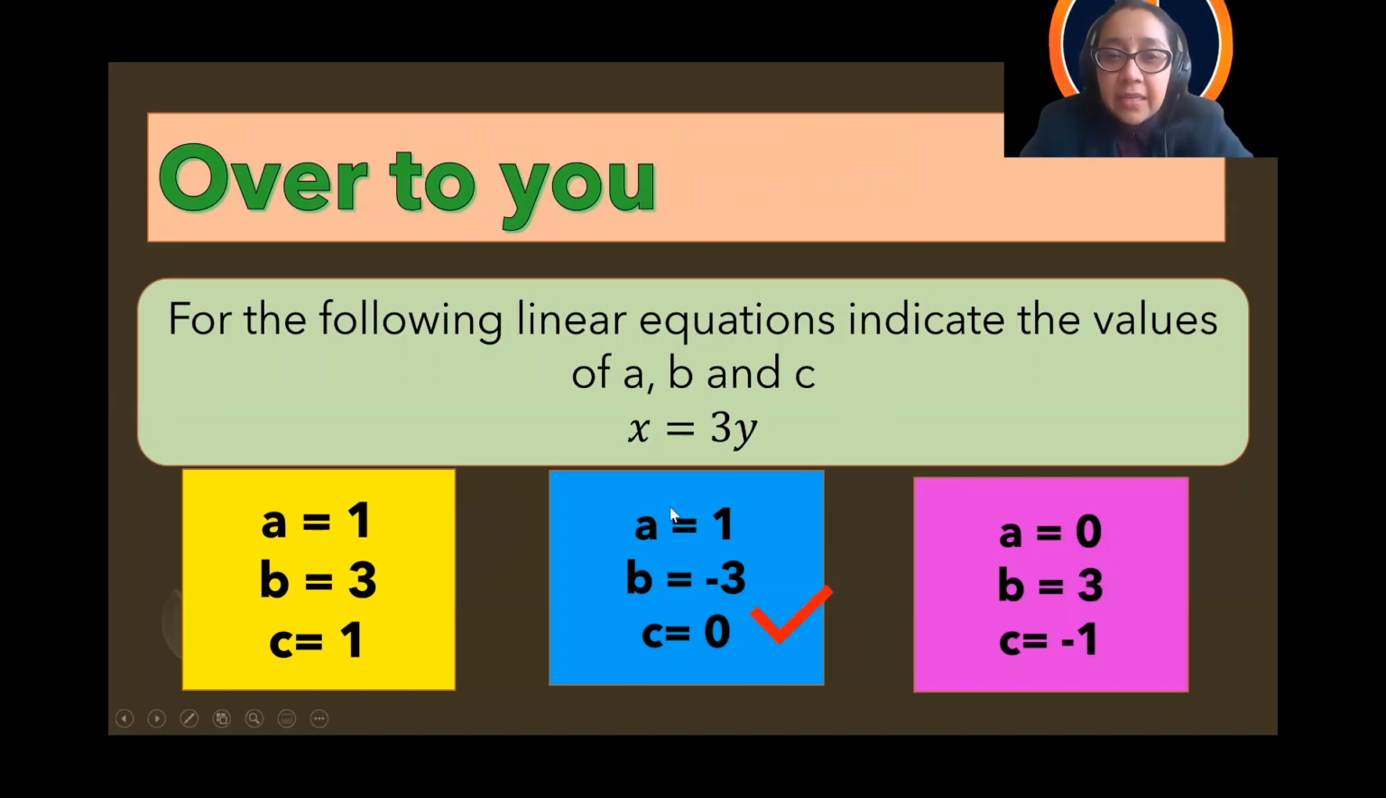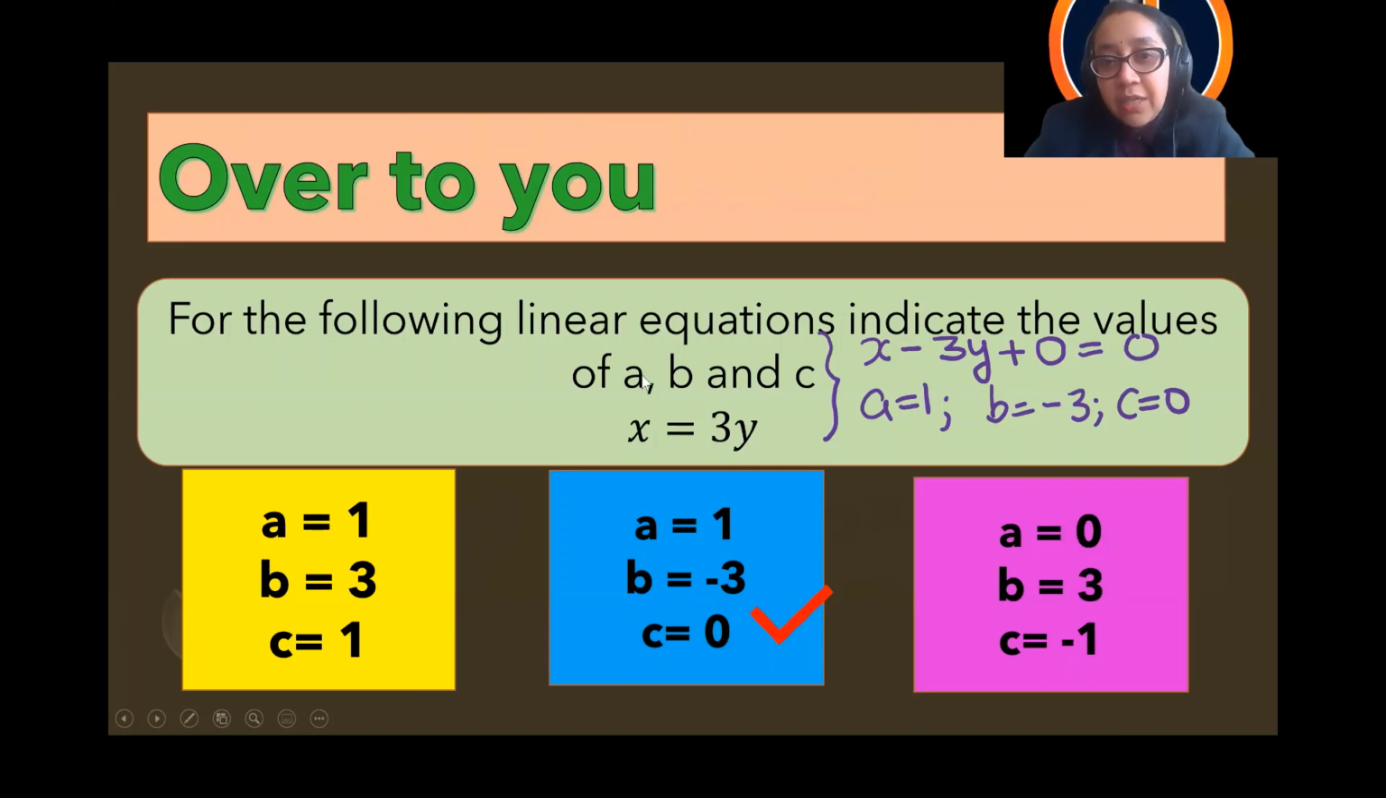So the correct answer is a equal to 1, b equal to minus 3 and c equal to 0. Why? Because there is no constant term. No constant term means the constant term is 0. Okay, so this we have already expressed like this. If you can see, I've tried to show you how we calculate.